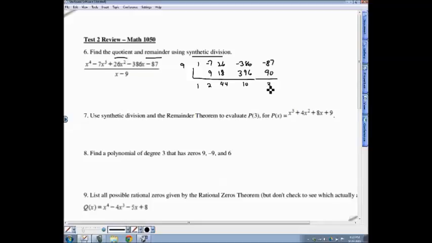So that's the quotient and the remainder. This is the remainder. It wouldn't be correct just to circle these numbers to say that this is the quotient. Remember, these are the coefficients of the terms of the quotient. If we started with an x to the 4th and divided by an x to the 1 polynomial, that means we're left with an x to the 3rd polynomial. So x to the 3rd plus 2x squared plus 44x plus 10. That's our quotient.